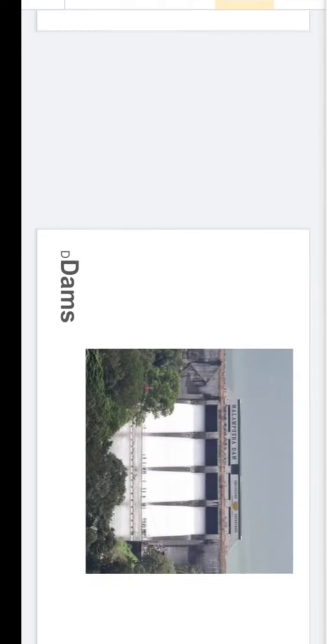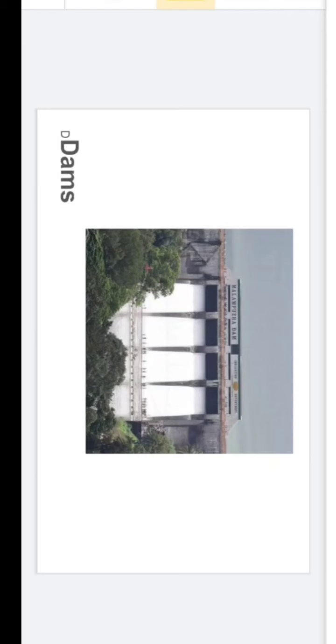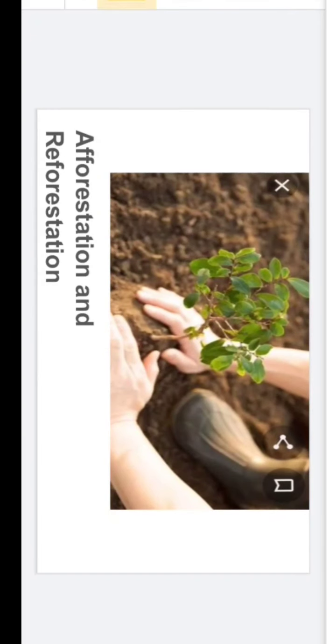So let us see the pictures. These are the dams. They store water and prevent flooding. The extra water which would flood the area is stored in the dams. Afforestation and reforestation, I have already explained. Afforestation is planting new trees wherever there is barren land or wherever it's required. So more and more trees are planted, and that is afforestation.